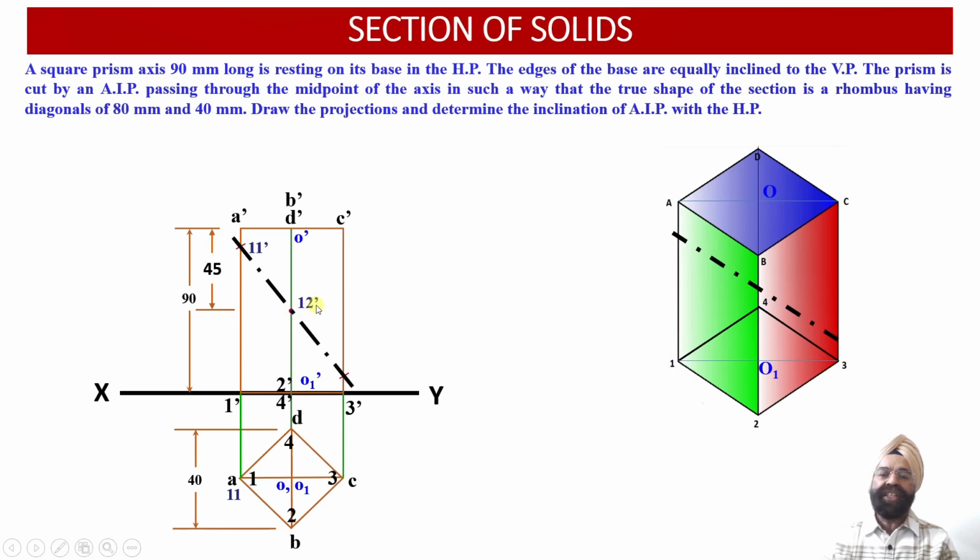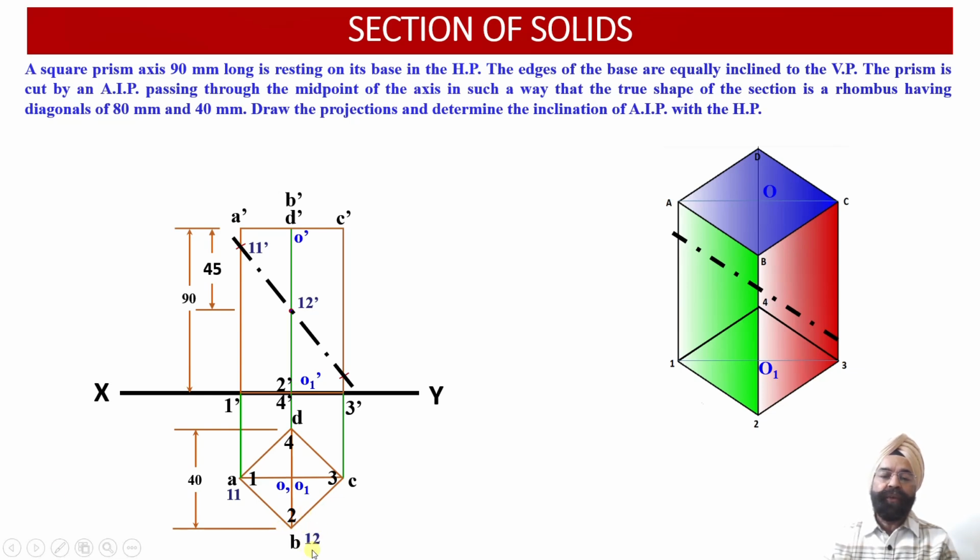Point 12 dash is the point of intersection of the cutting plane with the vertical edge of the square prism B dash 2 dash. That is, it is this edge. B dash 2 dash vertical edge will be intersected by the cutting plane at the point 12 dash over here. Now point 12 lies over here. So point 12, B and 2 are going to lie onto the same vertical projector line. Now if we look at this edge from the top, the points B, 12 and 2 will be located onto the same point. They will be coinciding with each other.